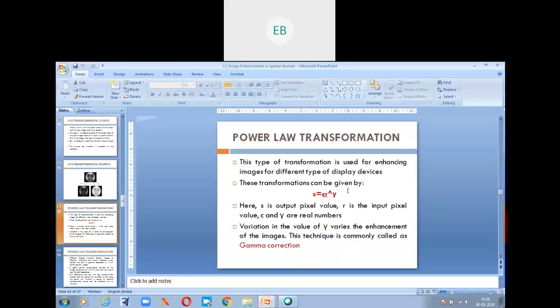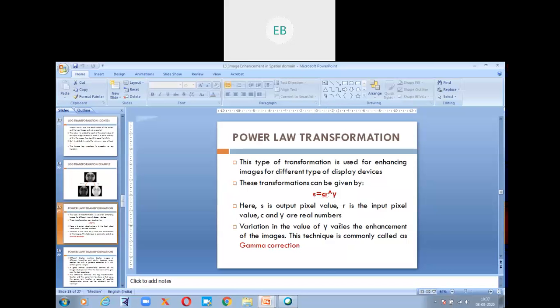See, power law transformation is also used for enhancing different types of display devices of images, right? Where small s equals to small c into small r to the power of gamma, right? And what is this gamma used for in the power law equation? r is the intensity value of the input image, and s is the intensity value of the output image, right?